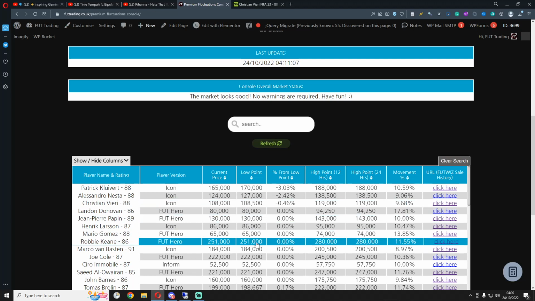Now if you were to do that with this card, say, you see the same example, yeah? It's still only 10% profit, or 10% movement roughly, but you're going to make 15k here because you're spending more on the card. 251 would be the low, and 280 would be the high.